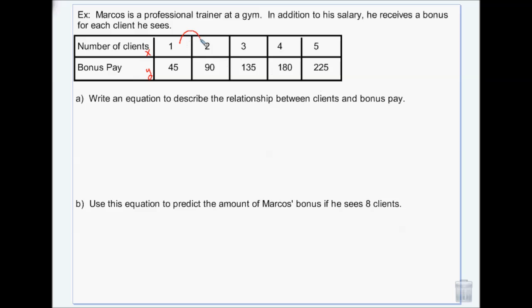So first I'm going to look and say, okay, what am I doing here? I'm adding 1 each time. And here I'm adding 45 each time.